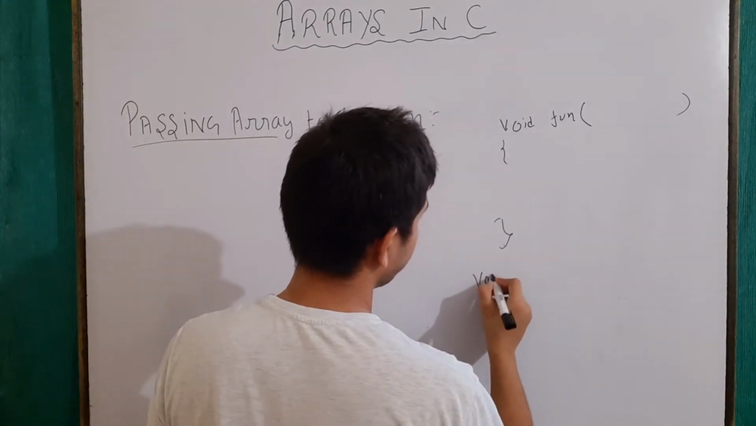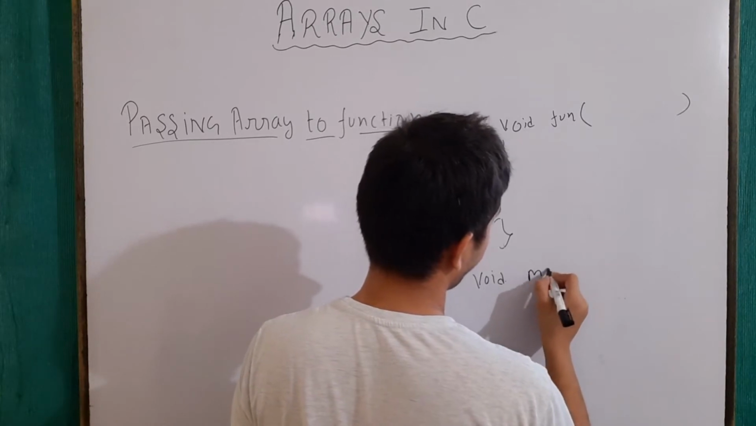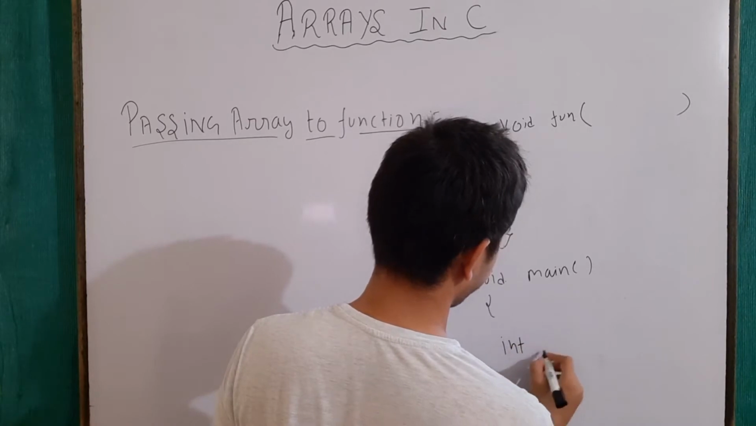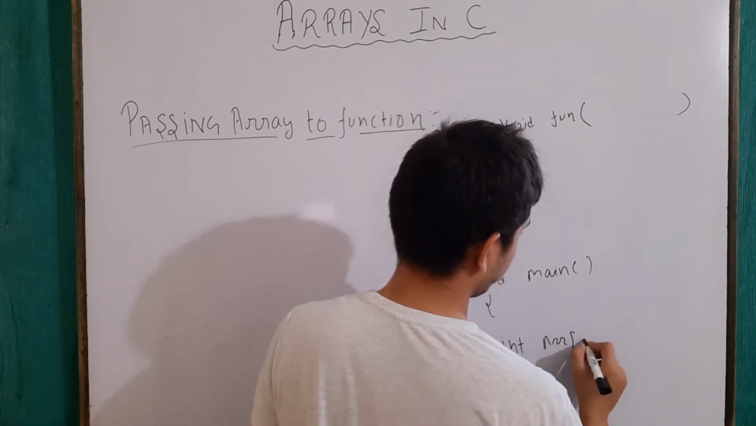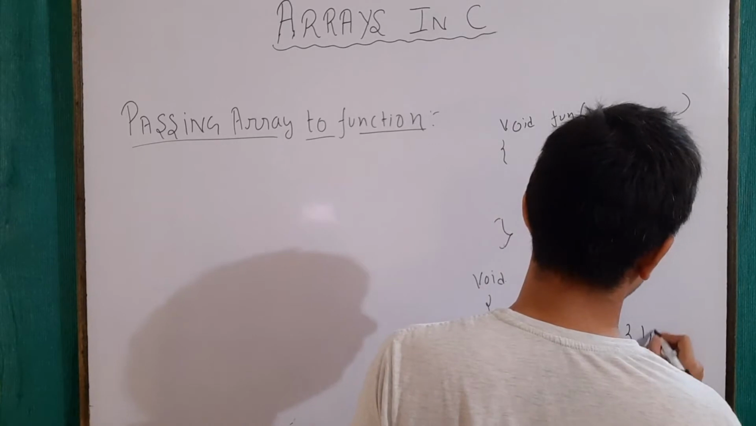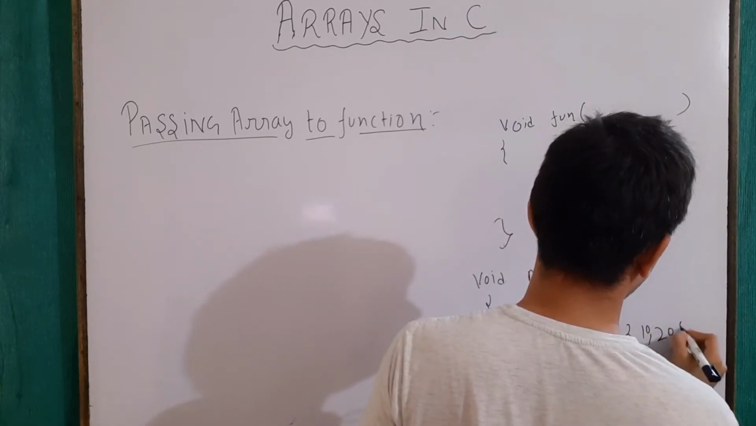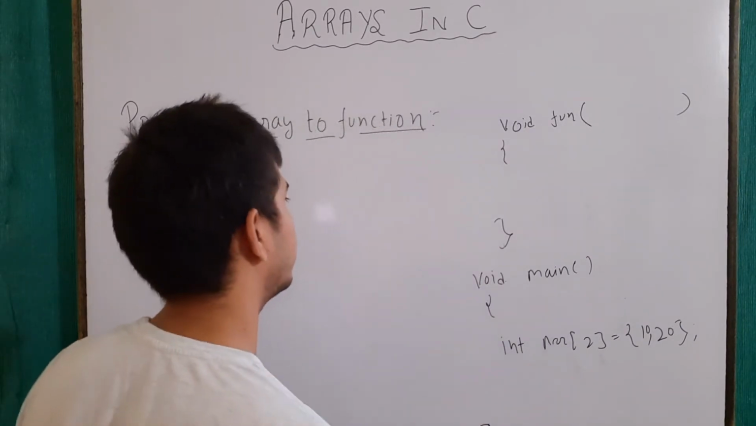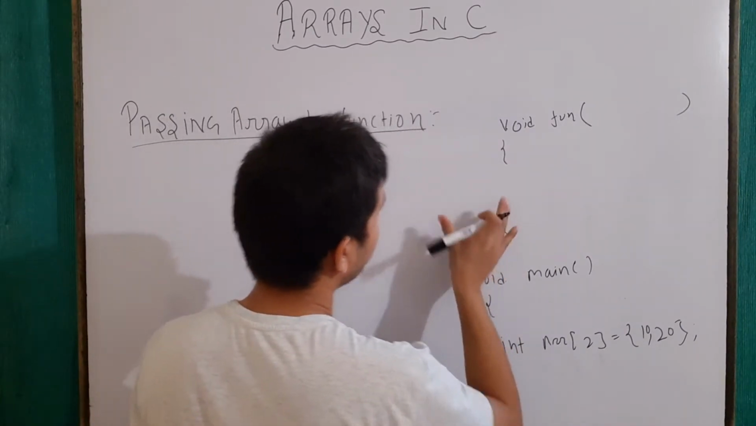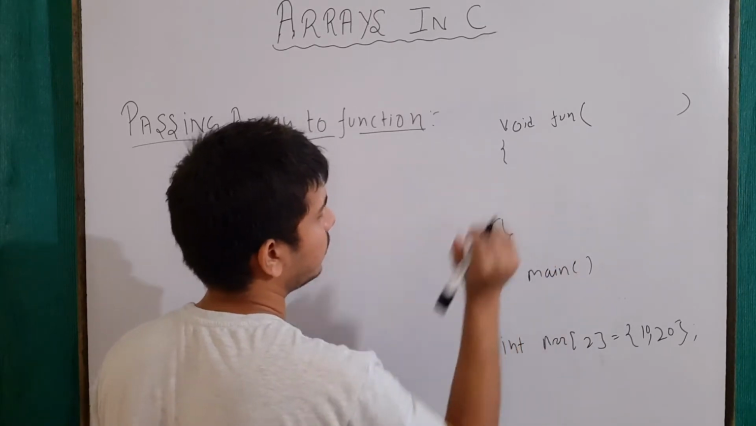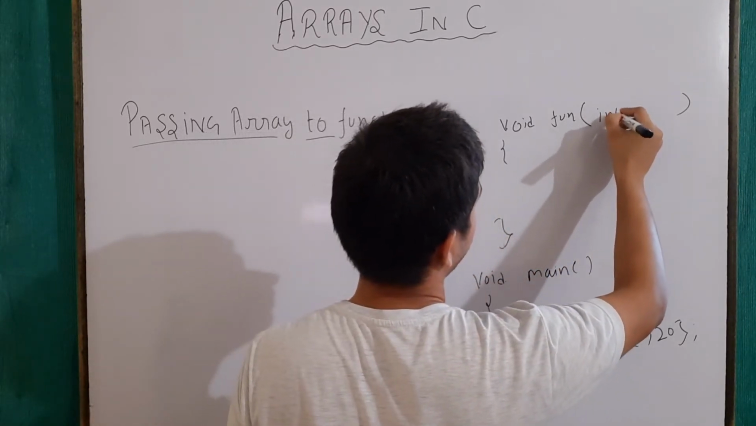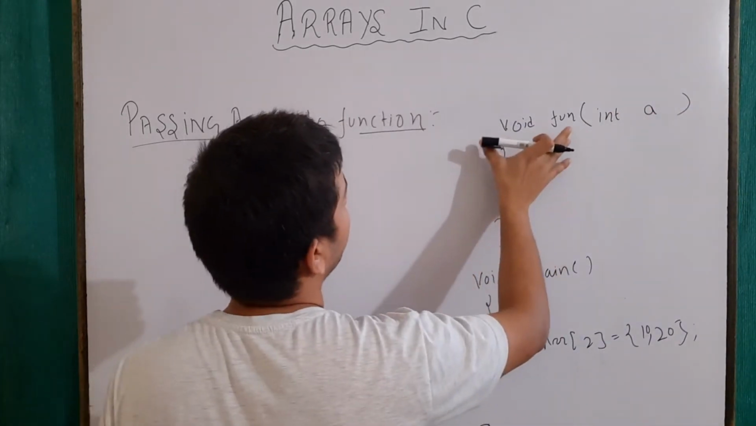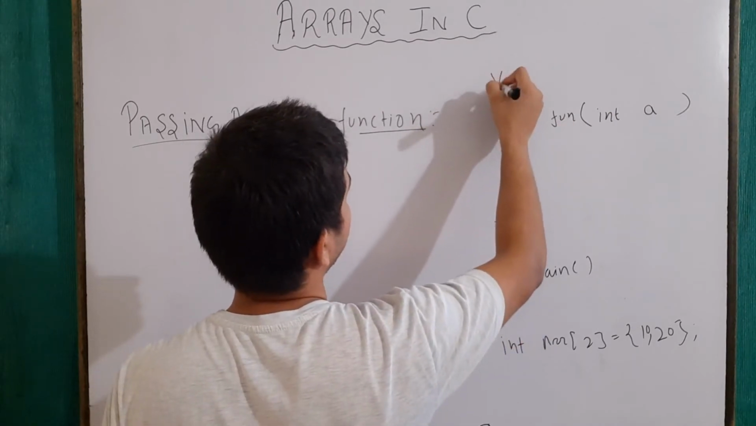Okay, so first let's see passing array element. So I am doing void main, and inside it I am declaring an array, let's say arr2, and I am also initializing it with, let's say, 10 20, right? And here I need to pass array elements. Now to pass an array element to a function, I have to write integer and a variable name, any variable name. We also need to write its prototype.